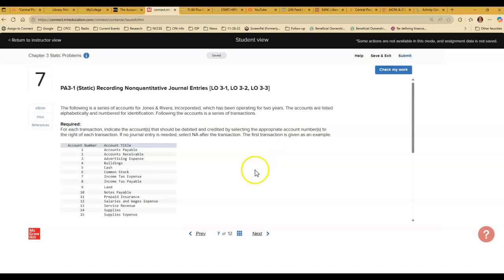All right. So now, let me just run through a couple of these to give you a feel for what might be a good question to work on if you're having trouble. In question 7 under the static problems, it tells you what learning objective it is. It's 3.1, 3.2, and 3.3. So if you're studying for the exam and you're not real clear on 3.1, look for a question that has learning objective 3.1 in it. Okay?